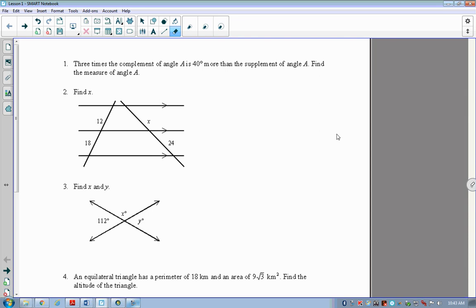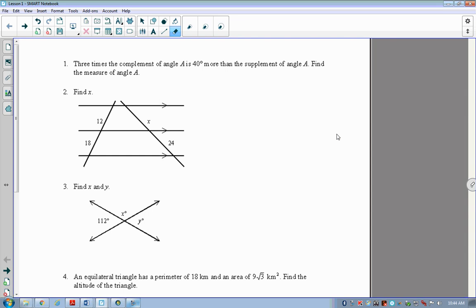Lesson 1, Geometry Review. So we have some terms in this first question that we should be familiar with, but it has been a summer and we might have forgotten some things. So we'll talk about them here for a second.